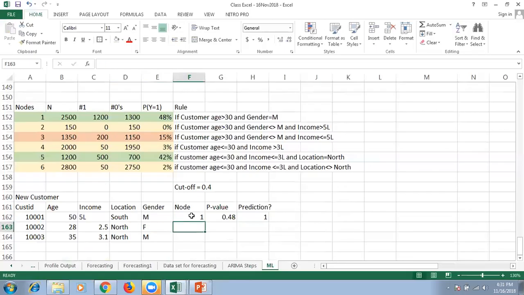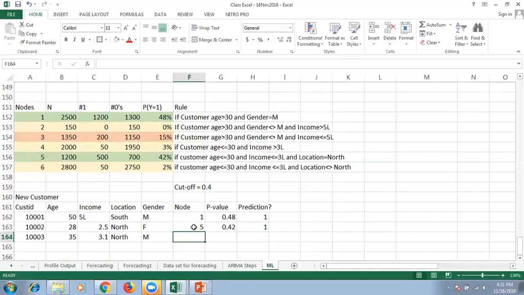Okay, now let's talk about this one. Less than or equal to 30 means these three. And what is the next thing you need to look at? Income. Is the income 2.5 lakhs? That means these two. And location is north, so that means this one. So segment 5 and 0.42, and again a bad customer. Little less risk.